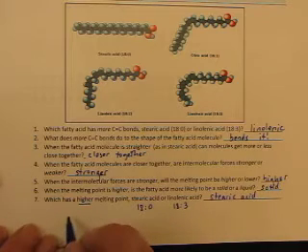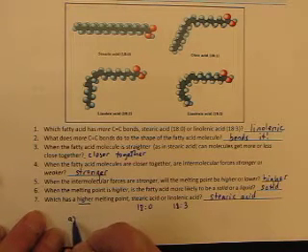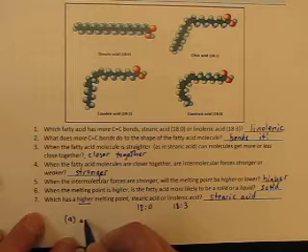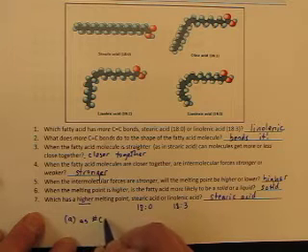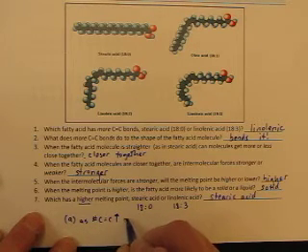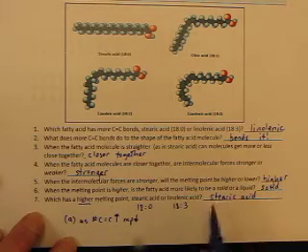We can summarize that this way. There's 2 things we'll say. Here's the first one. As the number of carbon-carbon double bonds goes up, the melting point will go down. We saw that.